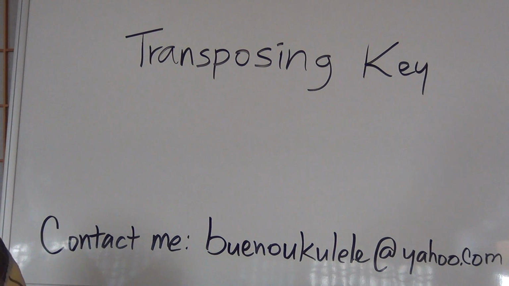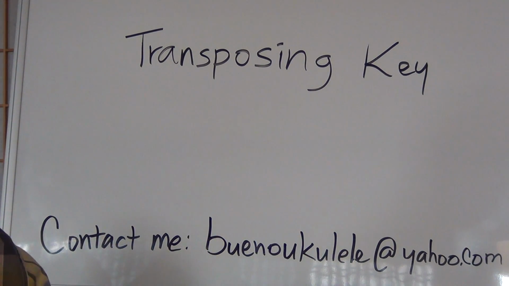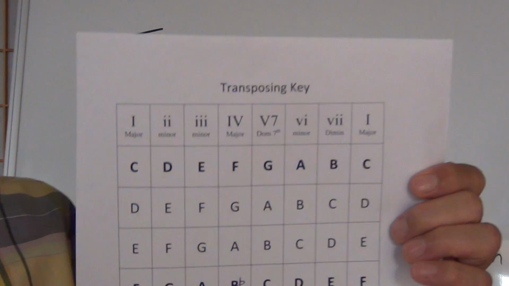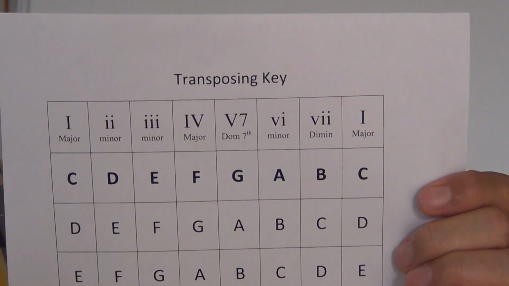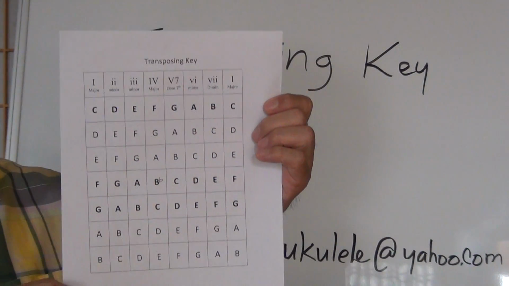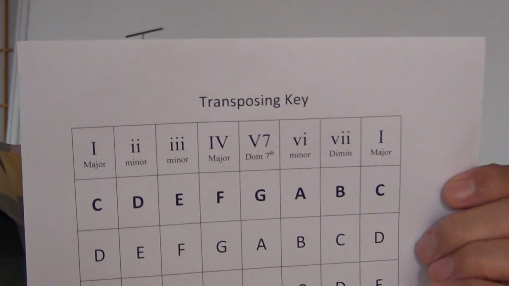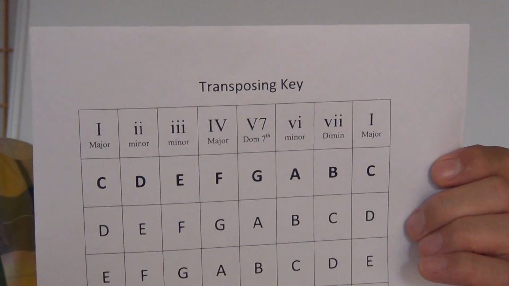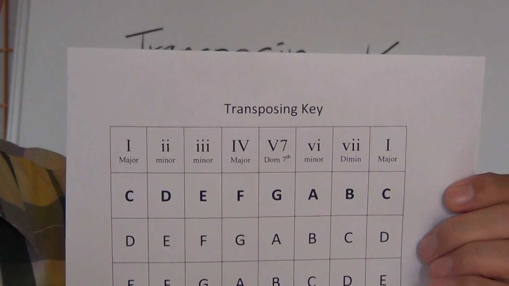Today we're going to be talking about transposing, and we're going to be using the transposing key. So at this time, if you would go and get the sheet that says transposing key, and it looks like that. At the top it says transposing key. You'll see some Roman numerals at the top. If you want to pause the video and go get that sheet of paper and come on back, that'll be fine.